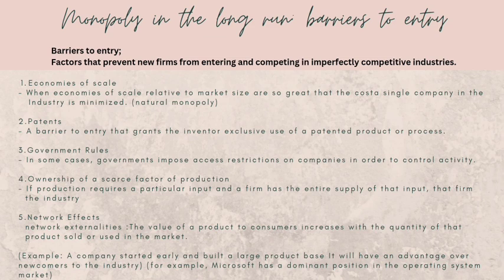Second, patents. A patent is a barrier to entry that grants the advantage of exclusive use of a patented product or process. Third, government rules. In some cases, government imposes restrictions on companies in order to control activity. Fourth, ownership of a scarce factor of production. If production requires a particular input and a firm has the entire supply of that input, other firms are excluded from the industry.